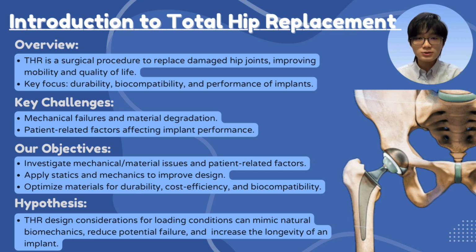To tackle these issues, our study focuses on optimizing design and material properties using statics and mechanics. We aim to pinpoint implant weaknesses, understand load distribution, and identify materials that can withstand the rigorous demands of hip joint movements. Our hypothesis is that by addressing static and dynamic loading conditions, we can design prosthetic joints that replicate natural biomechanics more accurately while minimizing failure risk.